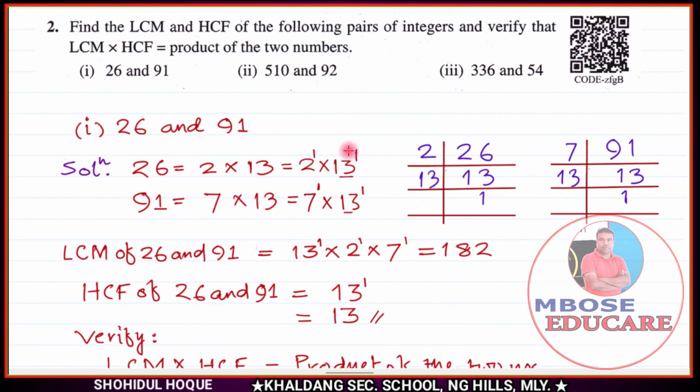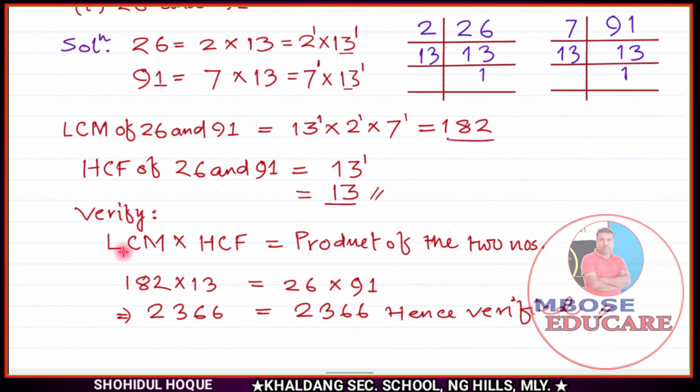Remember it, while we are taking out the HCF, we have to see what is common in both and take the lowest power. Common in both but the lowest power. So common in both is 13 and the lowest power is also 1 only. It's alright. Now we have found here LCM 182 and HCF 13. Now we have to verify the formula that LCM into HCF is equal to the product of the two numbers. Let's verify. So LCM we found here how much?